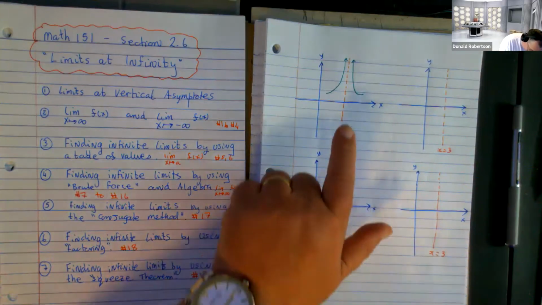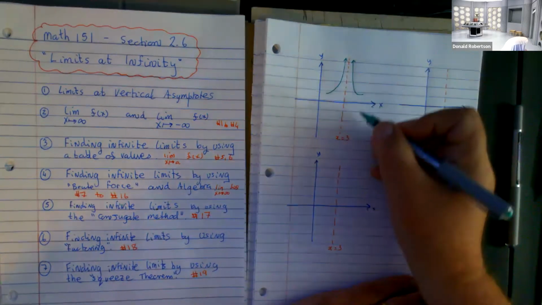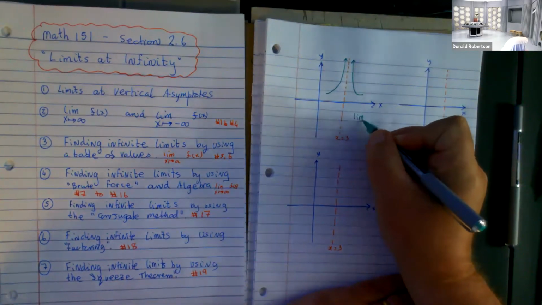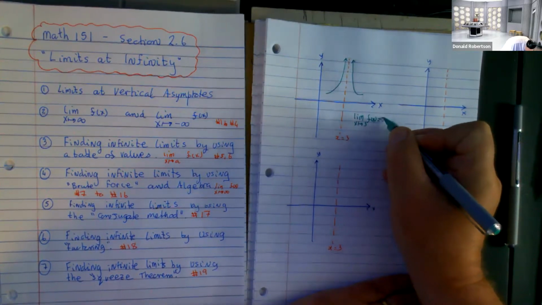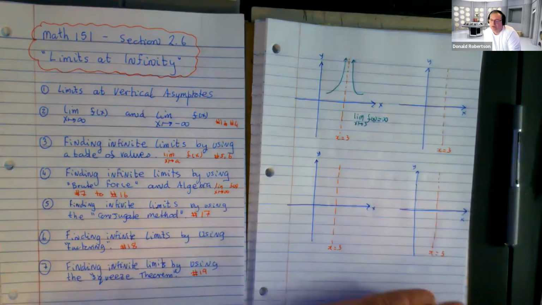Now, for this fella, the overall limit as x tends to 3 is plus infinity. That's an acceptable answer. That's what they want.